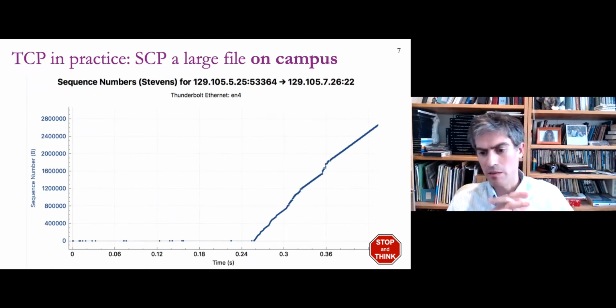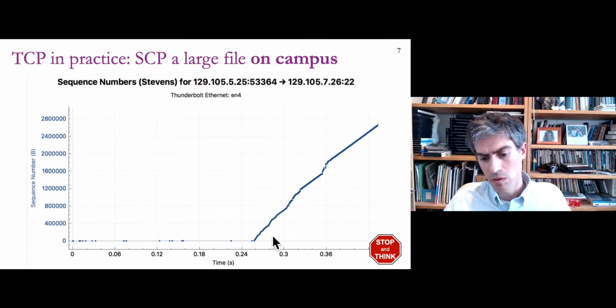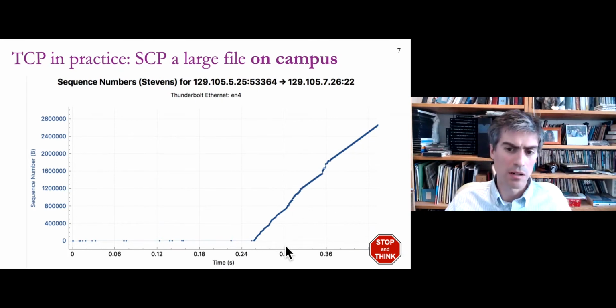One final variation: the same thing, an SCP transfer of a large file, on campus. This time it's on campus. So I'm not transferring from Northwestern to Seattle. I'm going from Northwestern to Northwestern. And the pattern looks a little bit different, right? So stop and think about what's happening here.